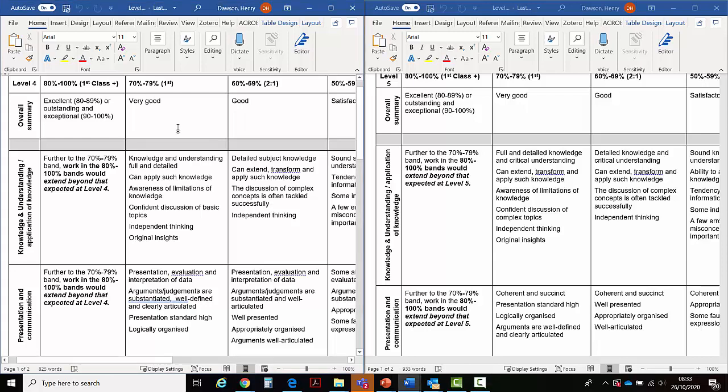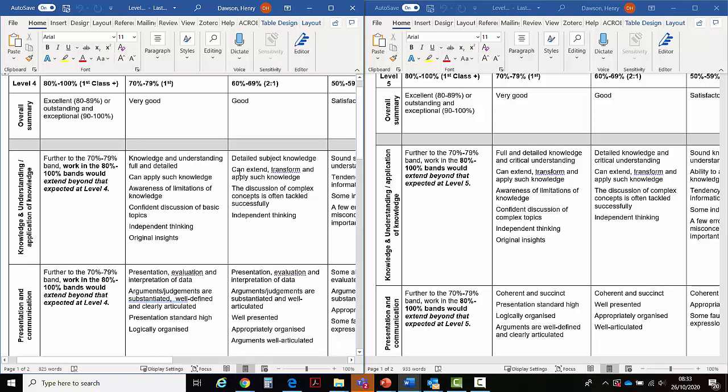So level 4, both obviously are very good work, but at level 4, very good looks somewhat different to level 5. So we see here in the level of knowledge and understanding that's displayed, there is a requirement for the student in question to have a full and detailed understanding at level 4, but at level 5, there is a requirement that they have a critical understanding. So a step higher in their understanding and their level of knowledge here.